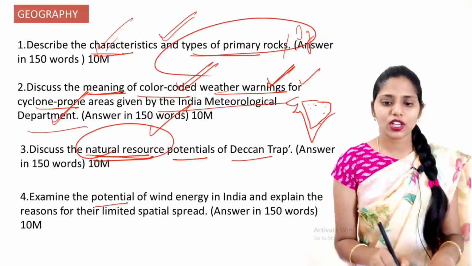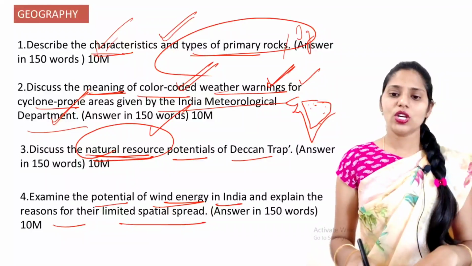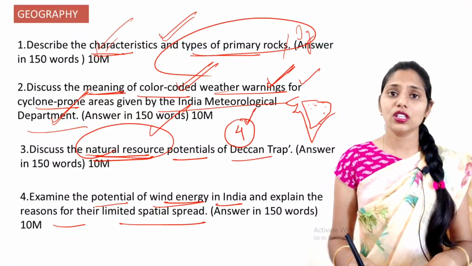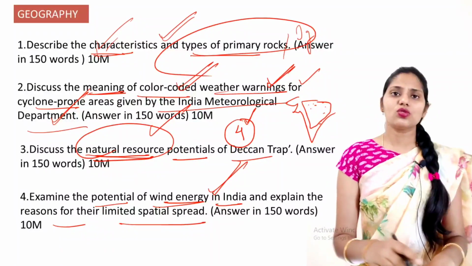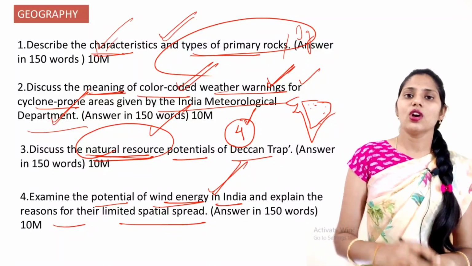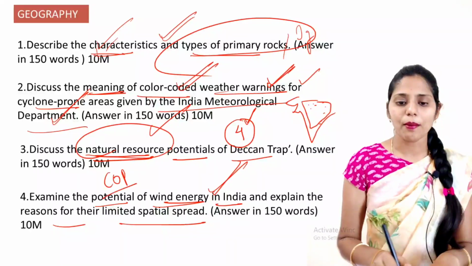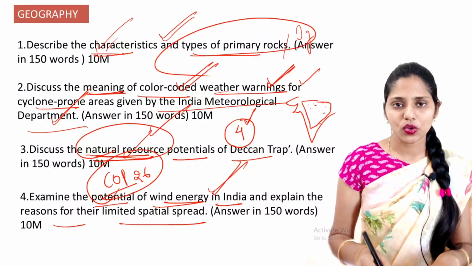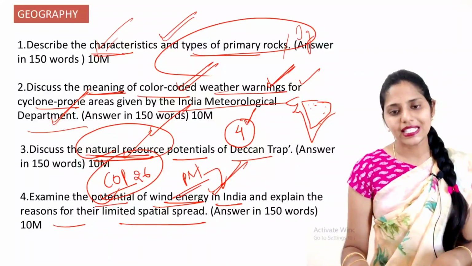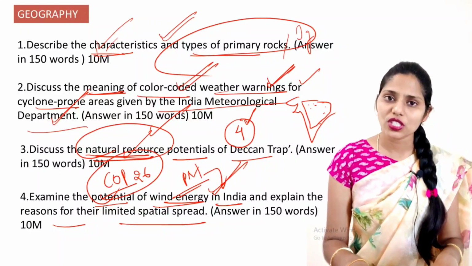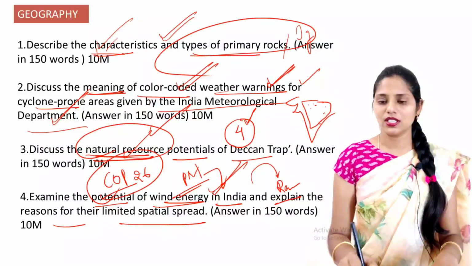And this one is, examine the potential of wind energy in India. Explain the reasons for the limited spatial spread. I think about 4 days ago there was an article in The Hindu regarding wind energy. Wind energy is highly seen in the news because we are focusing on how to reduce carbon emissions. Recently at COP26, the Conference of Parties 26, our PM announced that we are going to be carbon neutral by 2070. Because of this, we are focusing on how to decrease carbon emissions, and we are moving towards renewable energy sources.